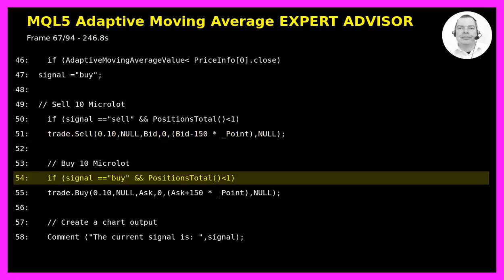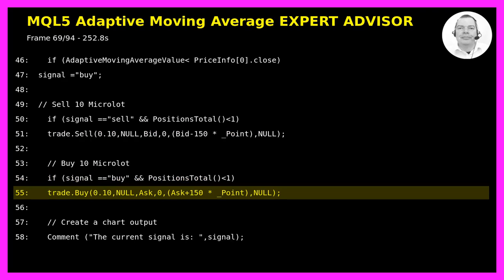For the buy condition, we check if signal equals buy and if we have less than 1 open position. If both conditions are true, we execute a buy trade using Trade.Buy. The parameters are 0.10 for 10 microlots, NULL for the symbol, ask as the open price, 0 for the stop loss, ask plus 150 multiplied by _Point as the take profit, 150 points above the current ask, and NULL for the comment. This opens a buy position of 10 microlots with a take profit 150 points above the entry price.